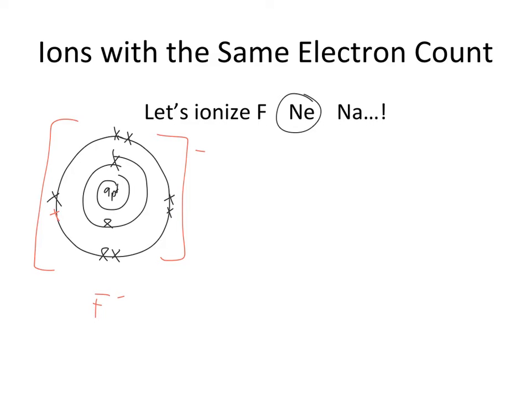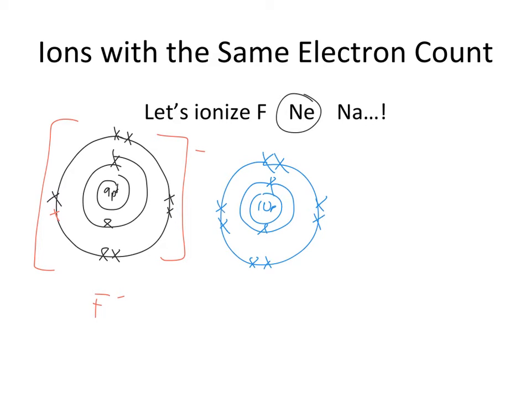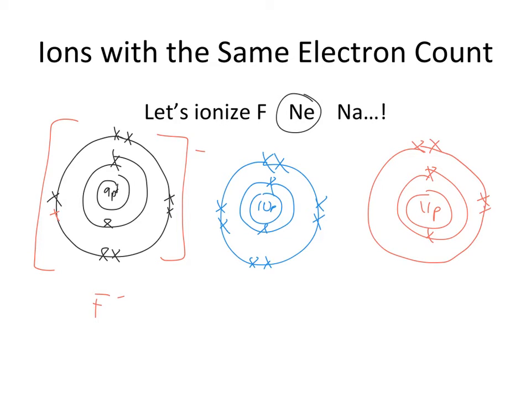Ne, well, again, the nucleus will have 10 protons. In the first shell, it has 2 electrons, and in the outer shell, naturally, it has 8 electrons. So we're just going to fill that shell. There is no charge because it already has those electrons. And finally, let's look at sodium. Sodium has 11 protons in the center. First shell still has 2 electrons. And then we have our 8 electrons.